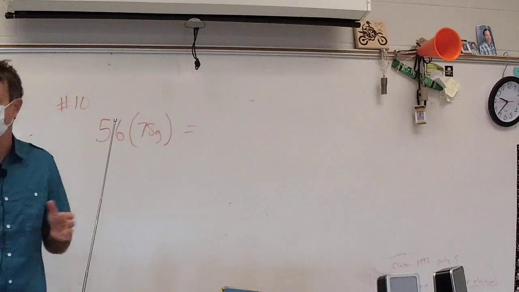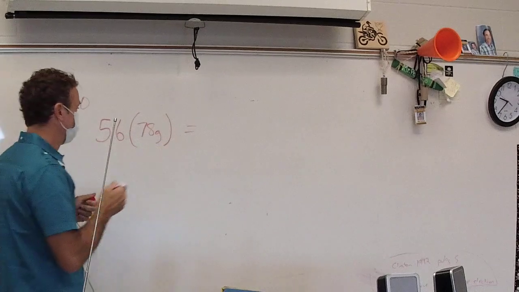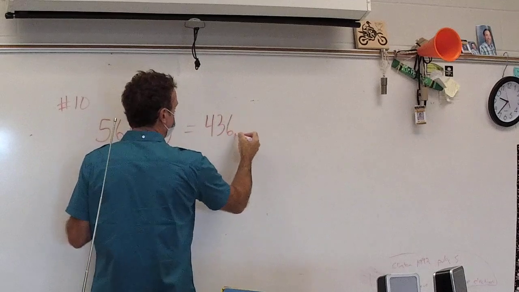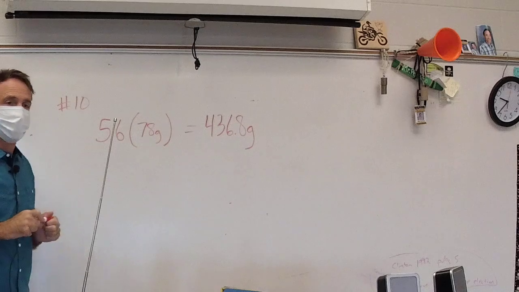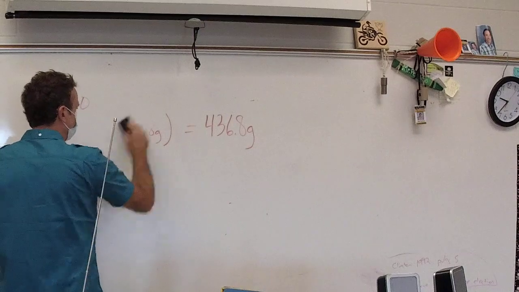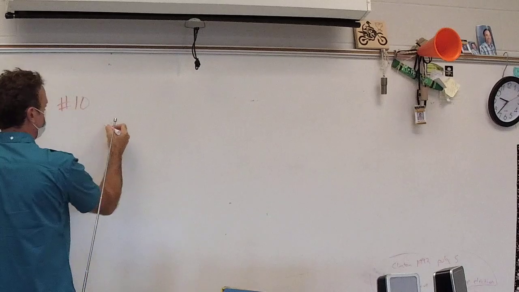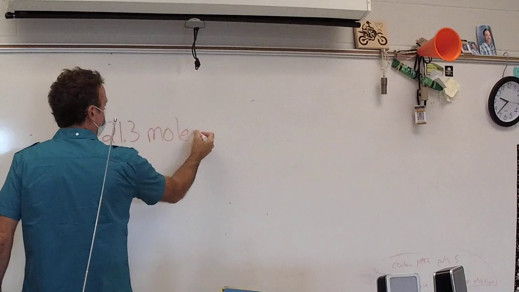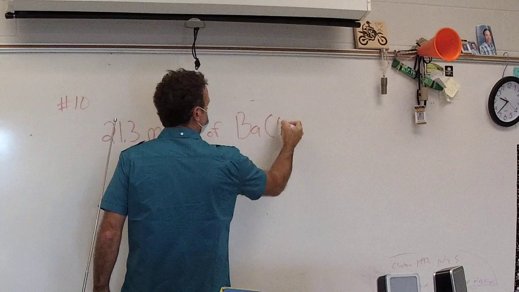Did anybody do that one? Evan, what'd you get? 5.6 times 78? 436? 436.8 grams. That looks right to me. Does that make sense to everybody? And let's just try number 11 just for the heck of it. Number 11. You have 21.3 moles of barium carbonate. How much would that weigh?